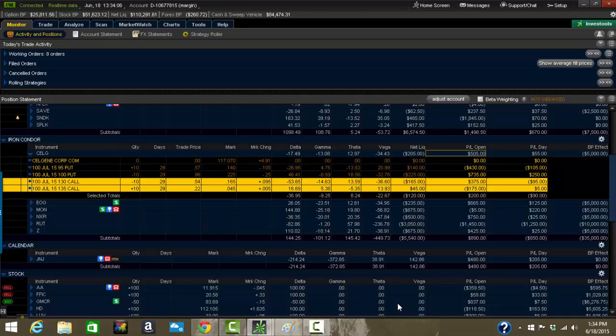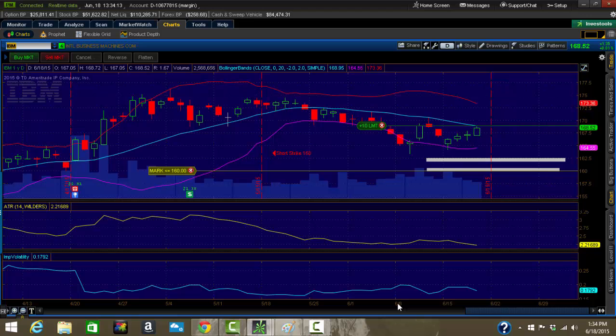5,000 buying power effect that's being held up. Let's go do our manual management. 130, 100. Now, that was Celgene.